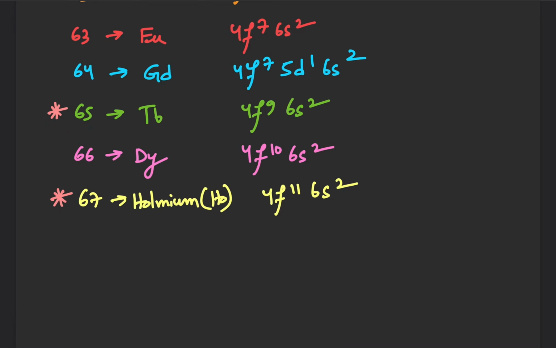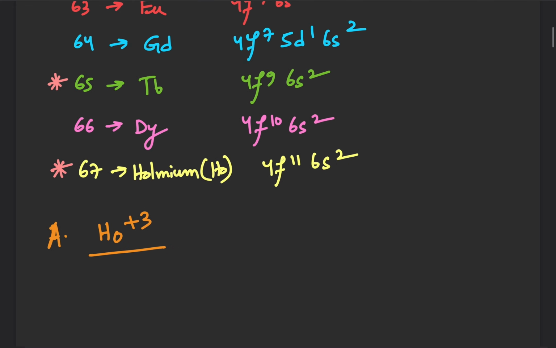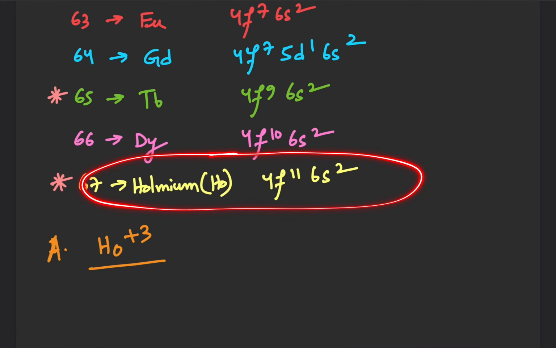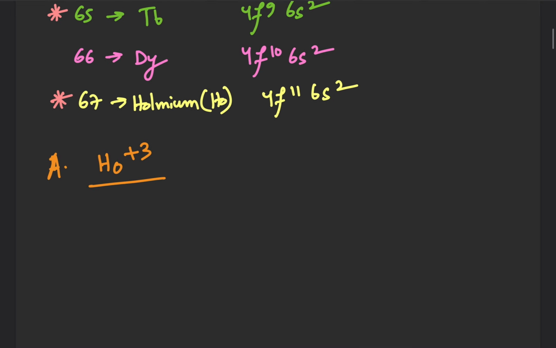So let's talk about the options one by one. In option 1 or A, we have holmium plus 3. Okay, the configuration of holmium plus 3 ion will be, so this is our holmium. Remove 2 electrons from 6s and 1 electron from 4f, because the charge is plus 3. So we have to remove 3 electrons, 2 from here and 1 from here. So therefore the configuration of holmium plus 3 will be 4f10.